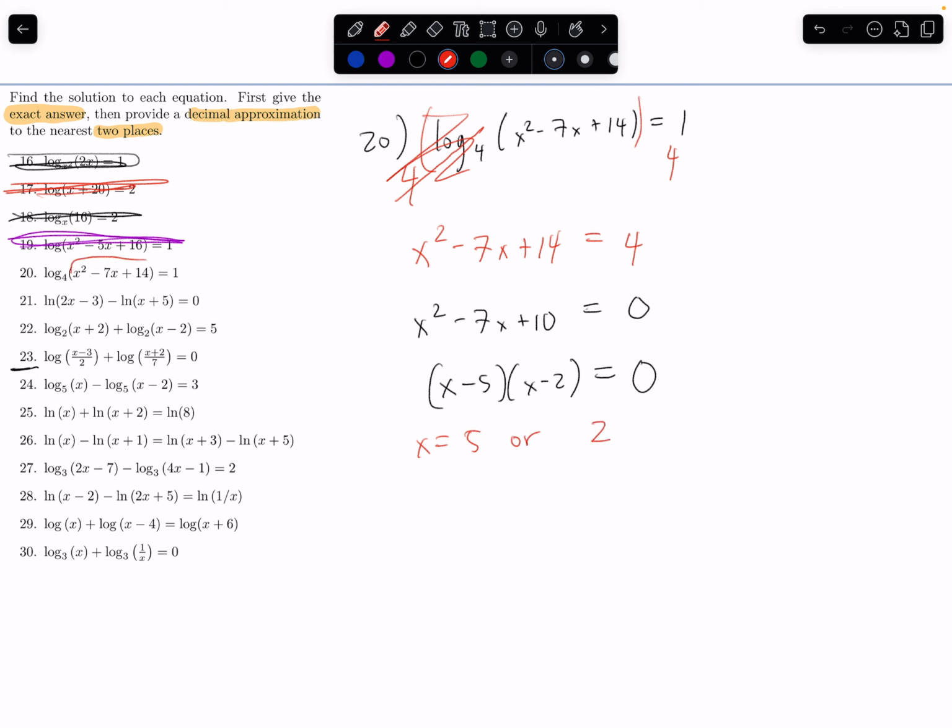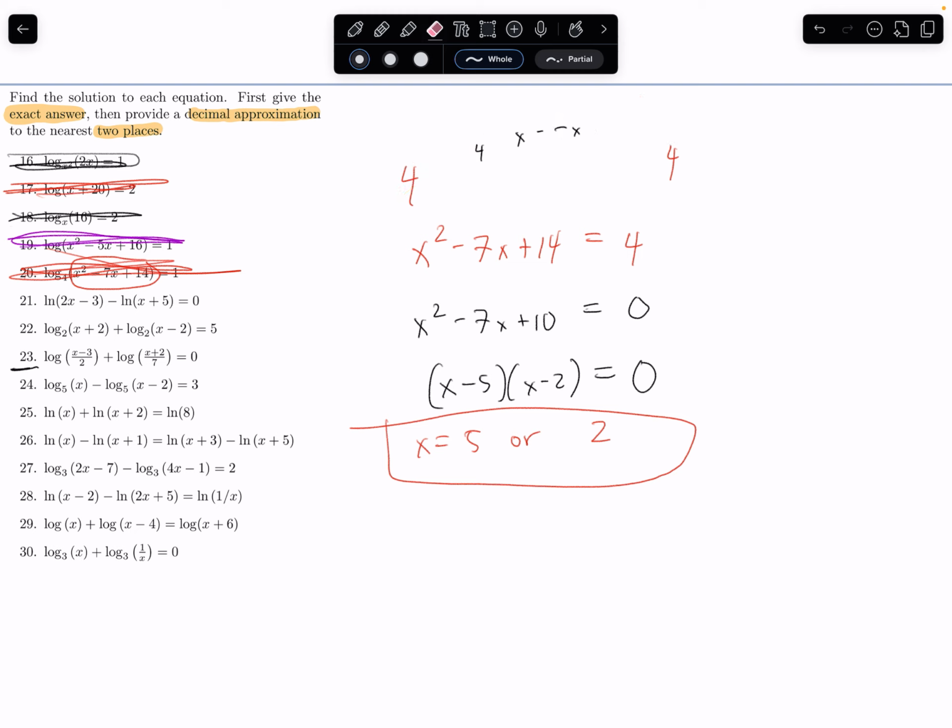Let's check both of those things. If I plug in 5 here, it's going to be 5 squared, 25, minus 7 times 5, minus 35. That's negative 10 plus 4 is positive 4. That works. If I plug in 2, it's going to be 2 squared, which is 4, minus 7 times 2, which is 14, and that's going to be 4, so that works. So both are okay. Both are viable solutions. I'm not taking a log of a negative in either of those situations.